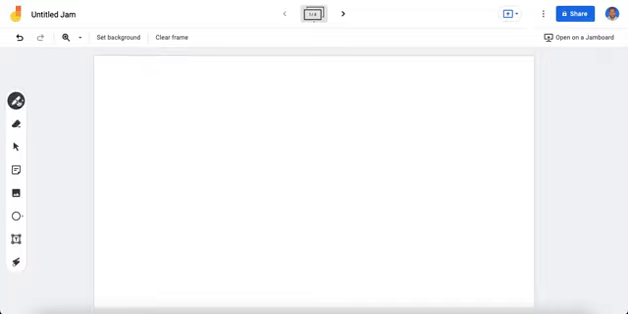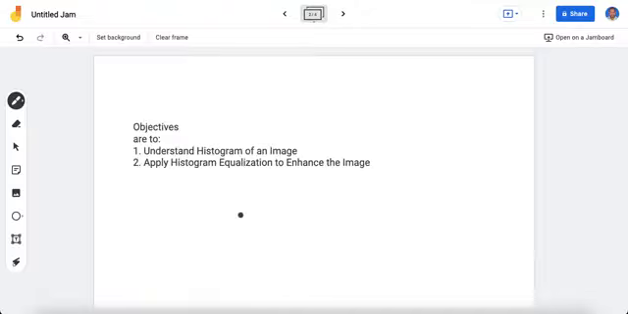Everyone, today we are going to discuss histogram based techniques. I have two session objectives: first, to understand what the histogram of an image is, and second, to apply histogram equalization to enhance the given image. So first we need to understand what a histogram is.